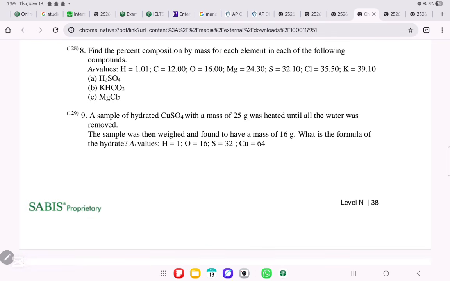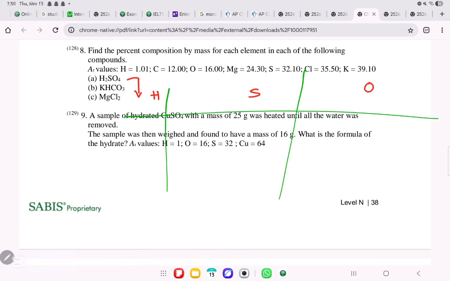It says: find the percent composition by mass of each element in each of the following compounds. First, you need the percent composition of hydrogen in H2SO4, sulfur in H2SO4, and oxygen in H2SO4. We first start by taking how many hydrogens, sulfur, and oxygen we have: 2 hydrogen, 1 sulfur, 4 oxygen. Now I multiply each of these by their molar mass given to us, so times 1.01, times 32.10 and times 16.00. Don't forget to add them all to get the total mass.